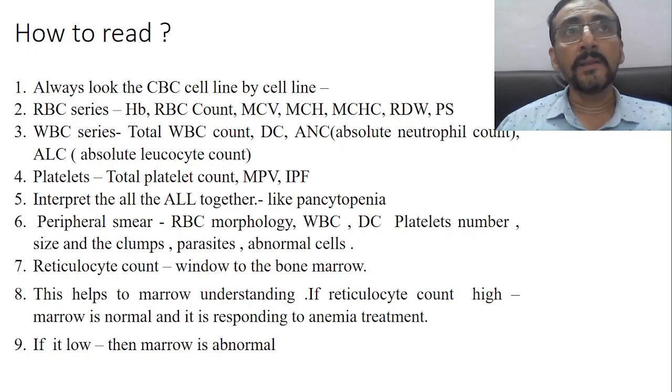In the peripheral smear, this also gives the maximum information. Peripheral smear gives the information of RBC morphology. What is the size of the RBC, what is the shape of the RBC, sickle shape, round shape, spherical shape, or biconcave shape. So it gives a lot of information. Poikilocytosis, Burr cells. So it gives many information.